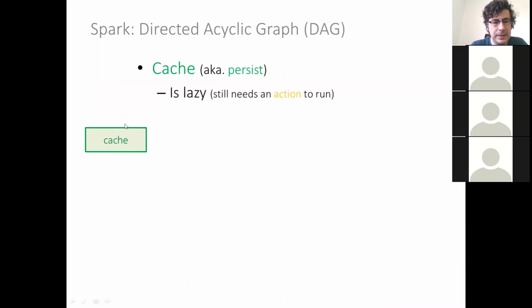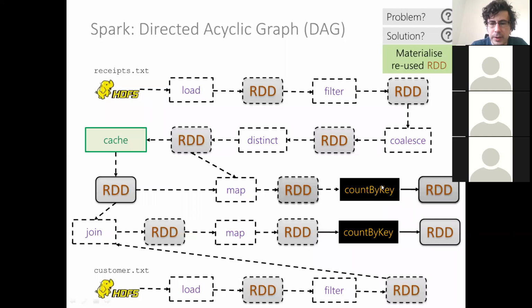So the cache is still lazy. It's not that when we call cache on an RDD, it's going to run. But the first time we run, for example, count by key here, let's say this one, or it could be this one, we're going to cache the RDD. Therefore, the second time we don't need to recompute this RDD. We can just reuse it. Okay, so it's still lazy.